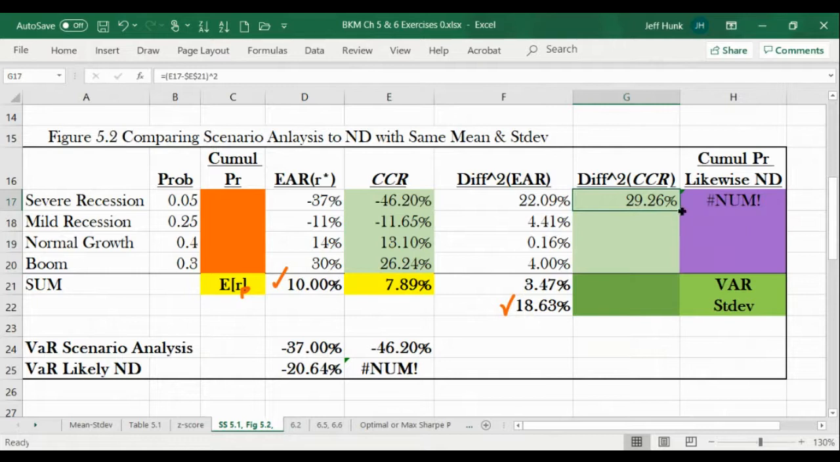There you go. Okay, and then these are the squared difference terms. In other words, I'm not going to write it now.